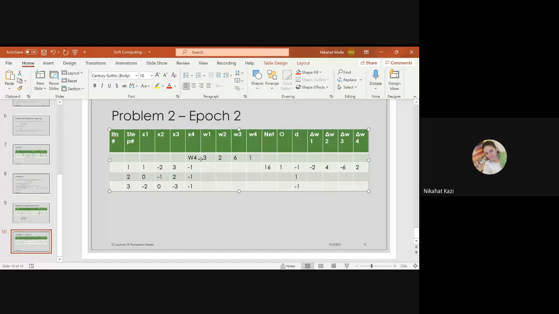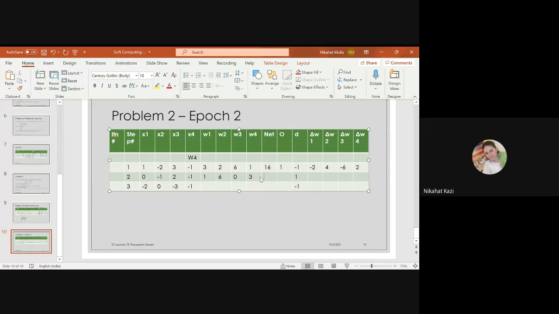Rather, I'll write this here so that it's not confusing. Right? Add these two, you'll get the new weights. Tell me. So 3 minus 2, that is 1, right? 2 plus 4, that is 6. 6 minus 6, that is 0. 1 plus 2, that is 3.